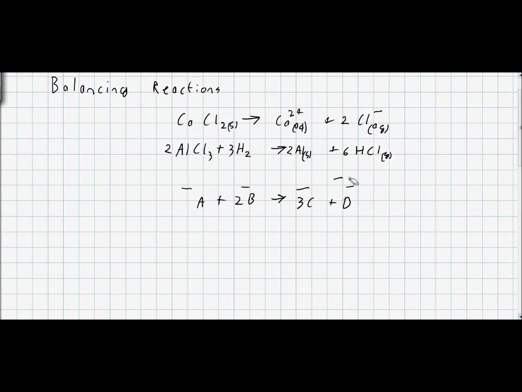Now in our aluminum chloride reaction, we're already at our lowest common multiple because hydrogen is at a 3 and you can't divide that by anything. Except 1, but you still have 3.